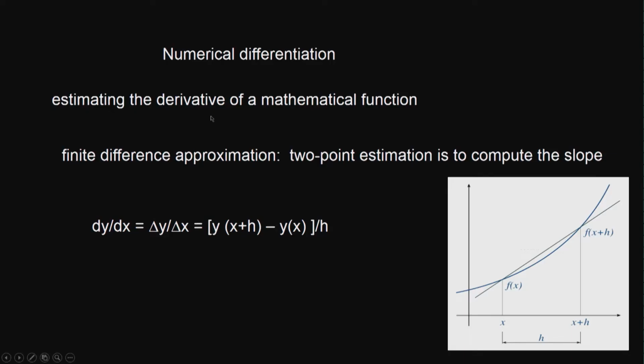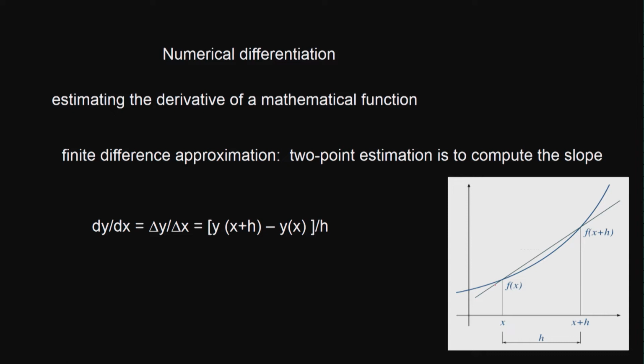So we were talking about numerical differentiation, that means estimating the derivative of a mathematical function. It is called a finite difference approximation based on 2-point estimation. If you have dy by dx, it can be approximated as delta y by delta x, where delta y is y at x plus h minus y at x, divided by h. So you take this difference and divide by h, and that gives you the dy by dx. As you know, dy by dx is the slope.